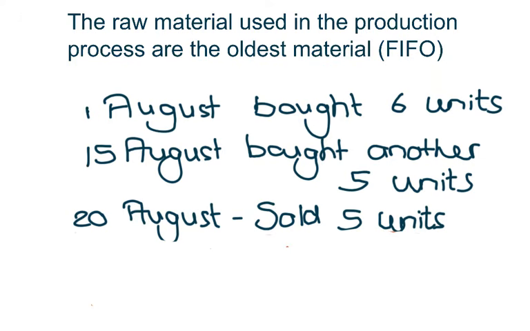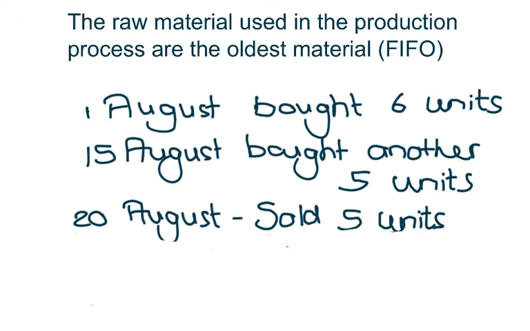This is a very basic example. We are saying the raw materials used in the production process are the oldest material. So the oldest material, the ones that we ordered first, we will use them first in the production process, and we call this first in, first out.